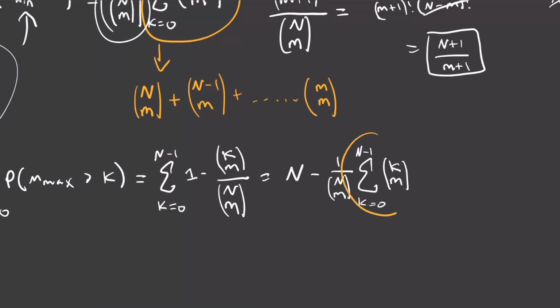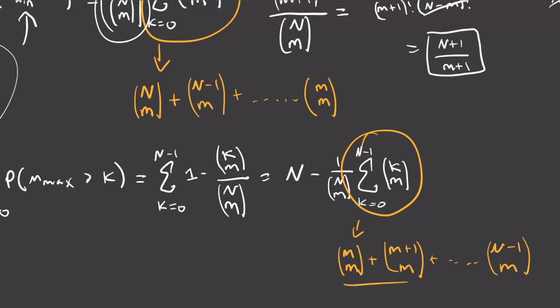The first non-zero terms in this sum right here are going to be m choose m. When k iterates to m, we're going to have basically m plus 1 choose m. We're going to keep on going all the way up to our final term of n minus 1 choose m. And by hockey stick identity, that sum right there is just going to be equal to n choose m plus 1 in this case.